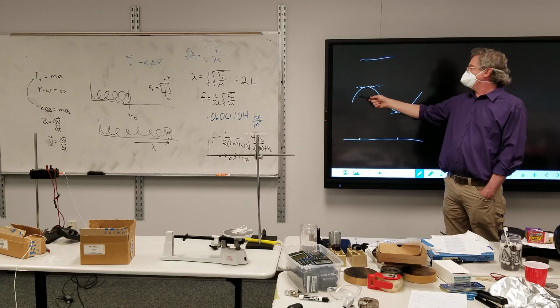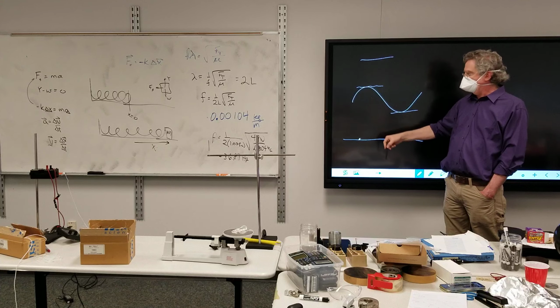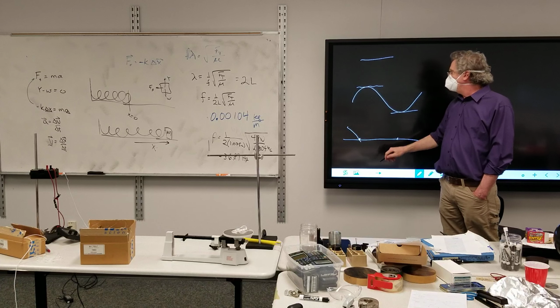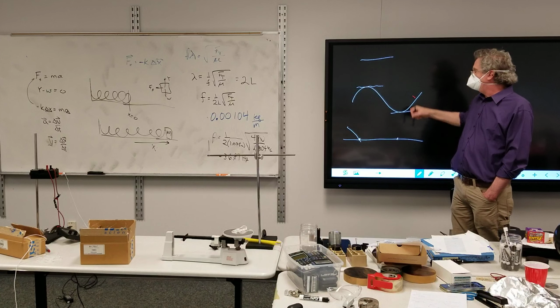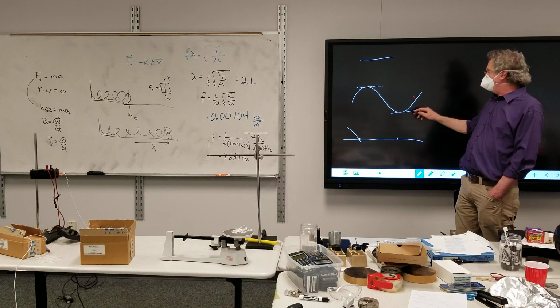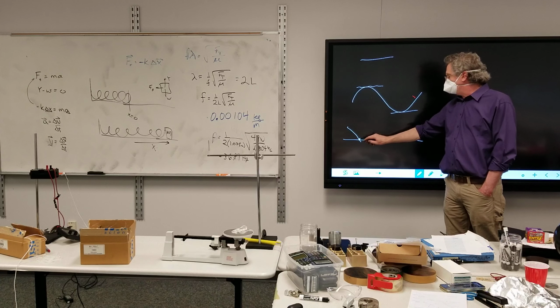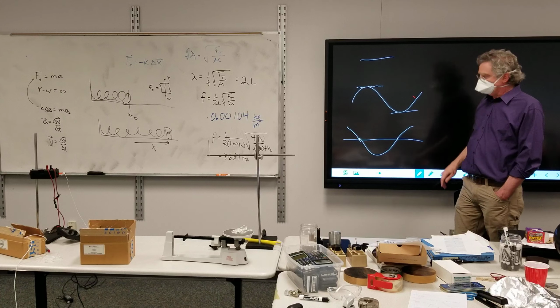In this region right here, is that a positive slope or a negative slope? Positive. In this region right here, and then here. So basically, that's what it looks like.